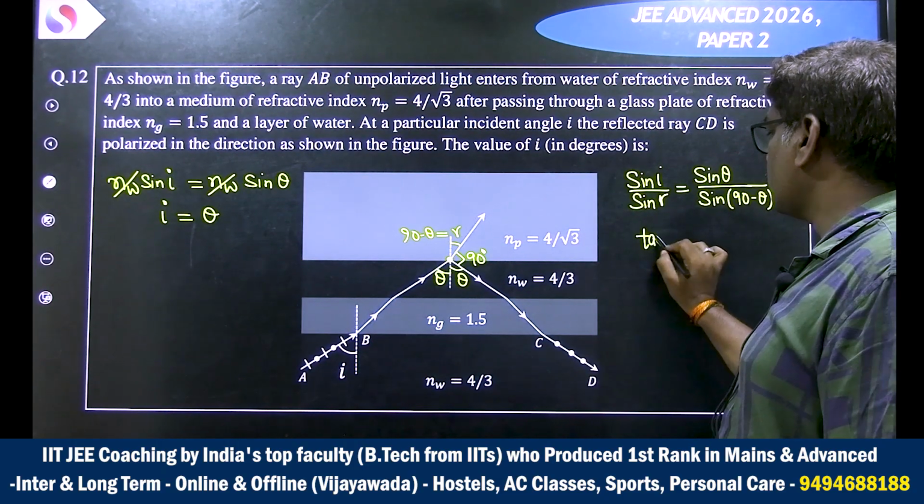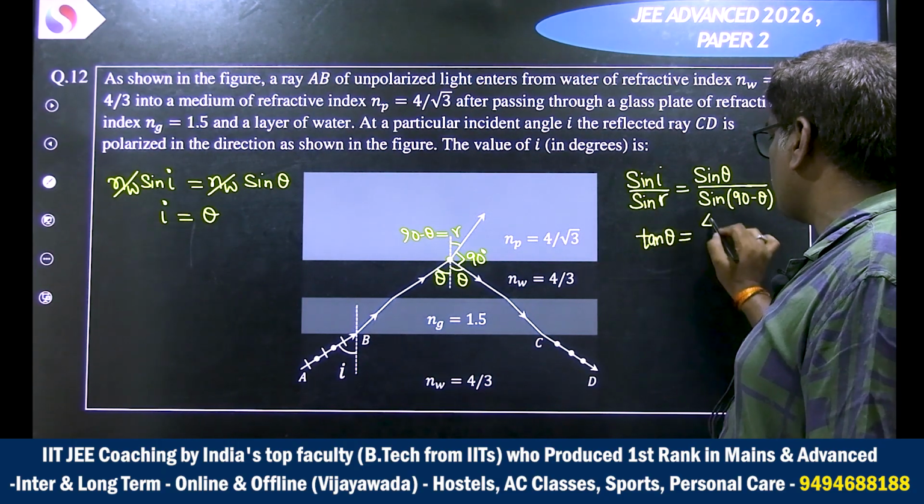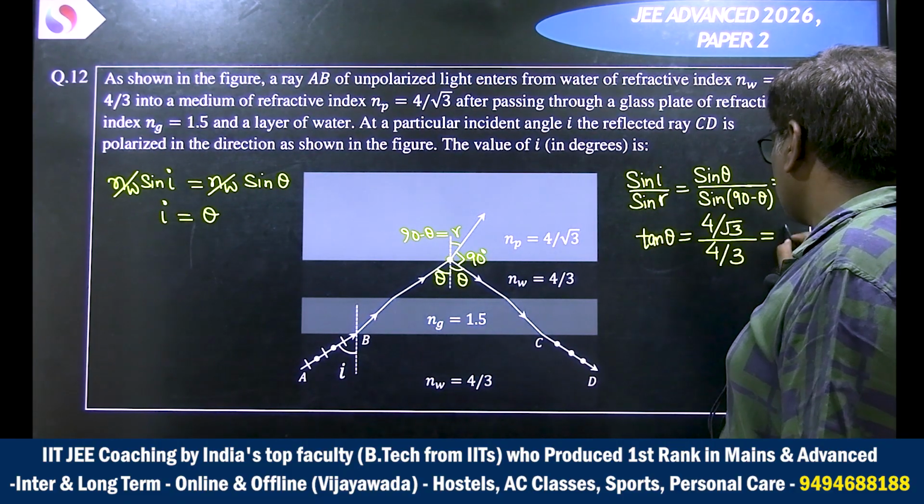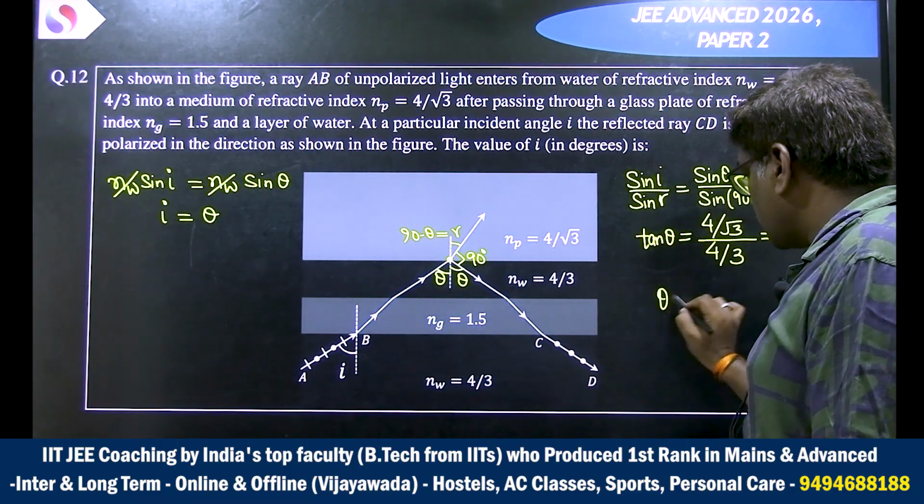Alright, so tan theta is equal to NP by NW. What is NP? 4 by root 3. What is NW? That is 4 by 3. That means this value will be root 3. So what is the value of theta here? 60 degrees.